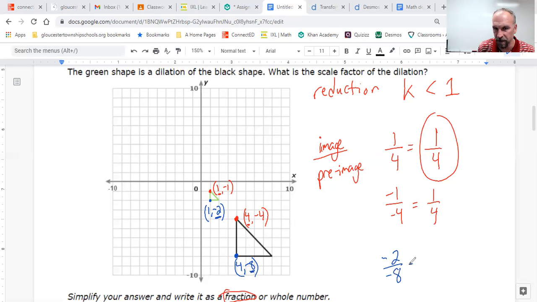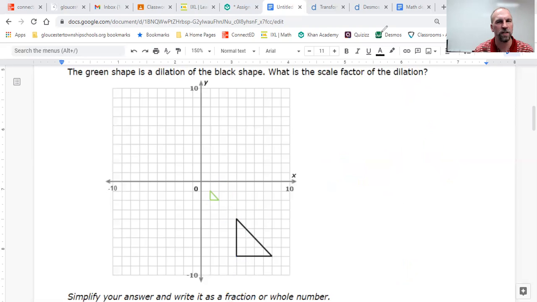-2 over -8. Well, first of all, you know that negative divided by negative makes a positive. And 2/8, that simplifies. They both divide by 2. And 2/8 becomes, you got it, 1/4. My scale factor, 1/4.